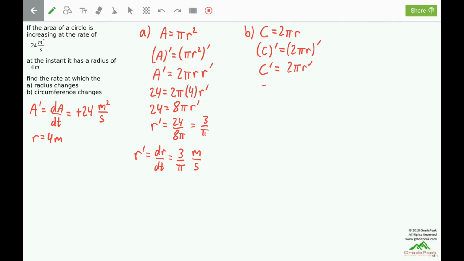We can plug numbers into here, so C prime will equal 2 pi times the r prime we had just found, which was 3 over pi. The pi's can cancel since one's in the numerator, one's in the denominator. And C prime will be 2 times 3, which is 6. So therefore, C prime, or dC/dt, will be 6 units of circumference, that's a length in meters, over time, that's in seconds here. And there's our C prime, 6 meters per second.